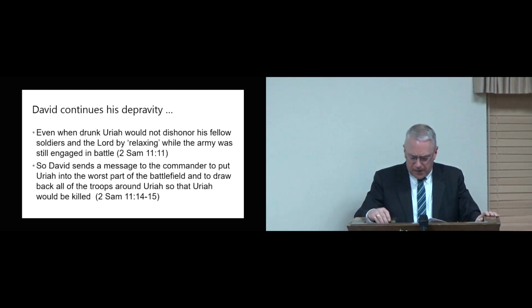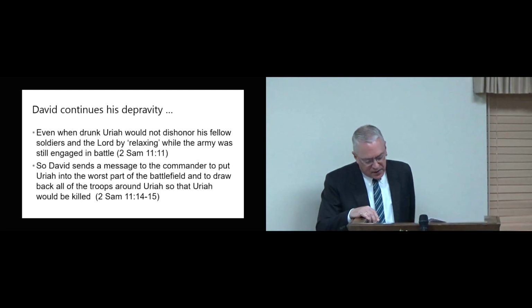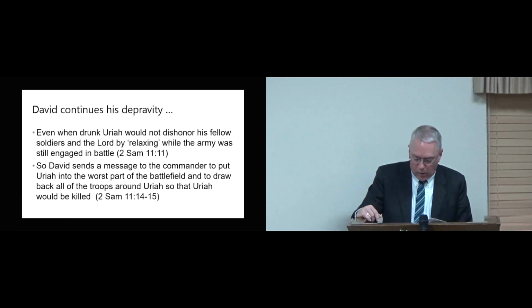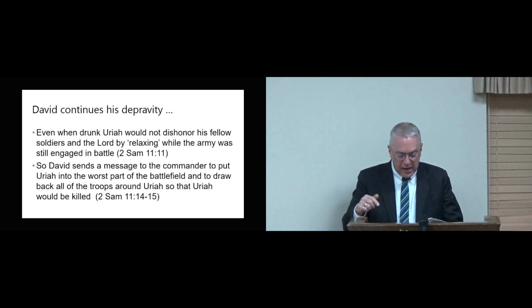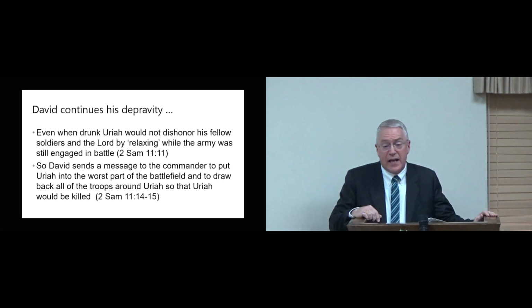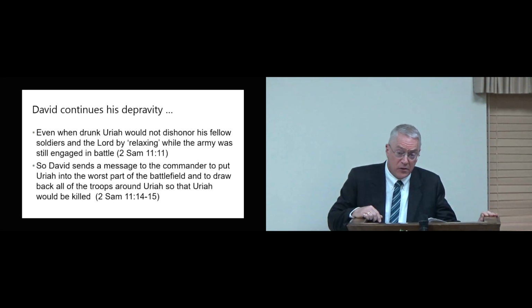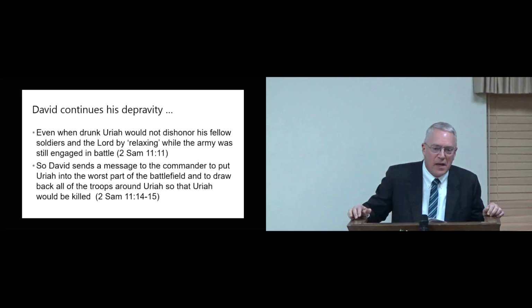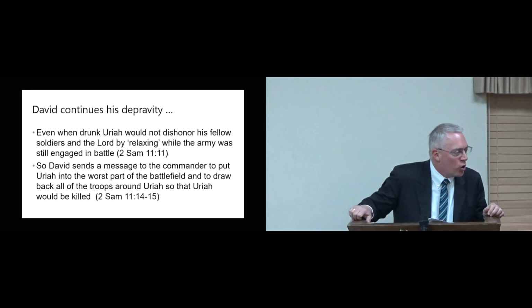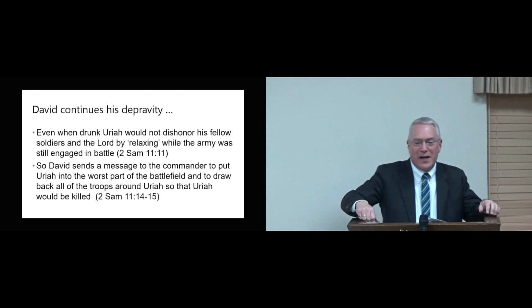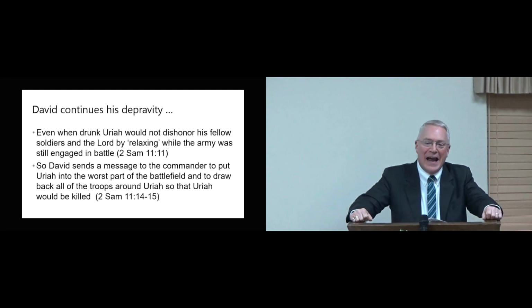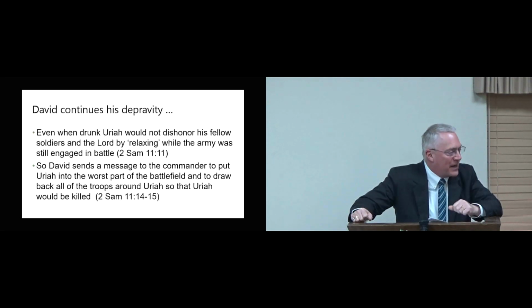David gets desperate. So he sends a message to the commander, Joab, to put Uriah into the worst part of the battlefield, to draw back the troops, to make sure that Uriah would be killed. That's what was in the message. Now, who carried the message? Uriah. It was sealed. Obviously, he couldn't read it. So think about this. Not only are you murdering the guy, but you're making him carry his own death warrant.